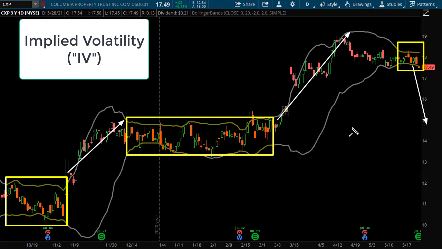And then also, if volatility comes into the market, just like it did here, we get into a low volatility cycle, and then it goes into a high volatility cycle.